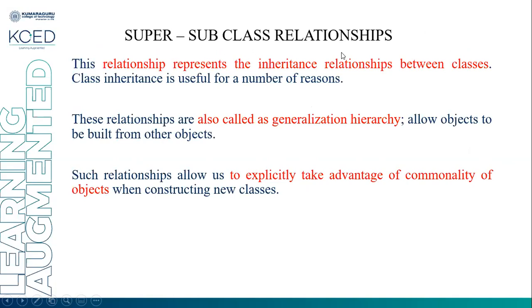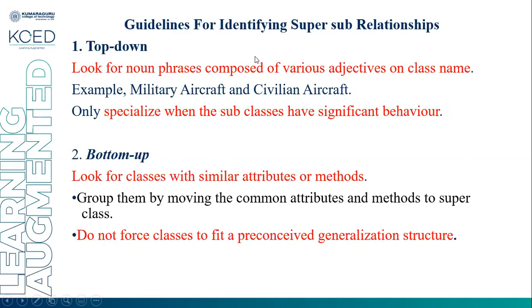Next one is superclass subclass relationship. The relationship represents the inheritance relationship between the classes. Class inheritance is useful for a number of reasons. The relationship, also called generalization hierarchy, allows objects to be built from other objects. Such a relationship allows us to explicitly take advantage of the commonality of the objects when we are constructing new classes. Guidelines for identifying the superclass subclass relationship.